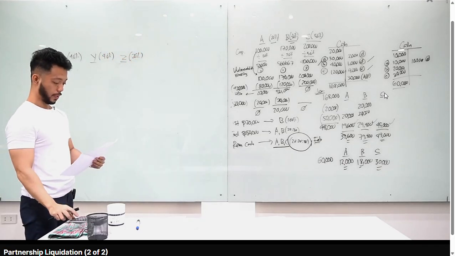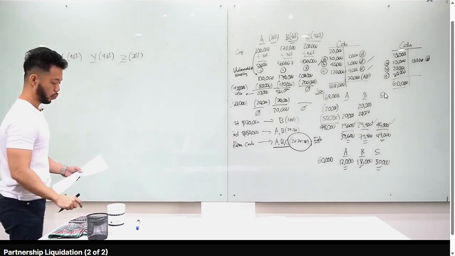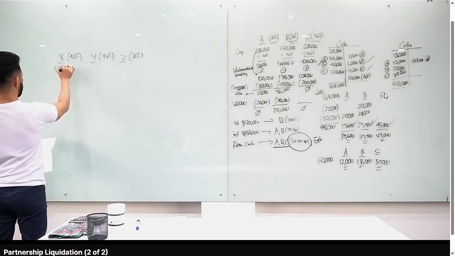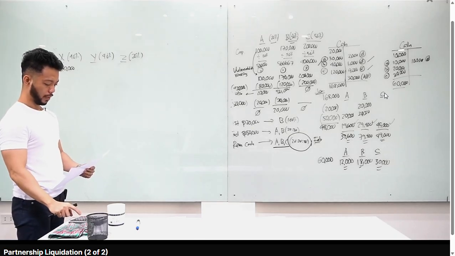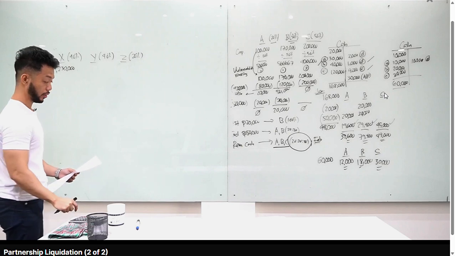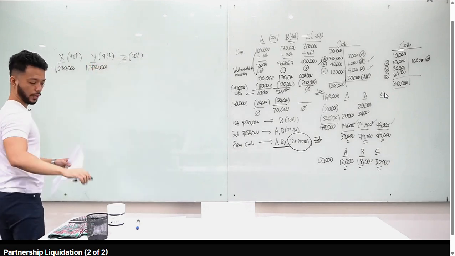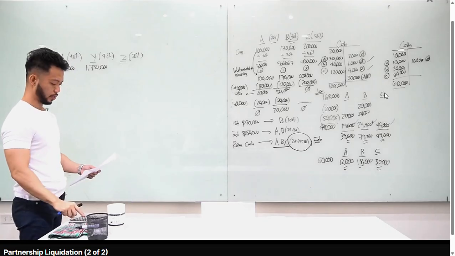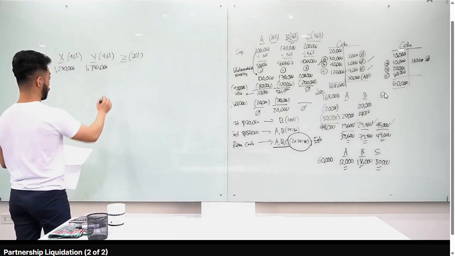So class, tingnan natin. Si partner X, 1,250,000. I-minus mo yung receivable from X na 20, 1,230,000. Again, pag asset, minus mo yan. Okay? Kay Y naman, 1.9 million minus loan to Y na 150. So write it down, 1,750,000 for partner Y. Okay? And then, doon naman tayo kay partner Z, 1 million plus 50,000, 1,050,000.